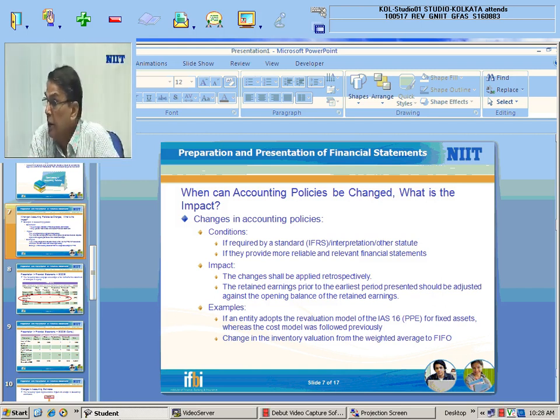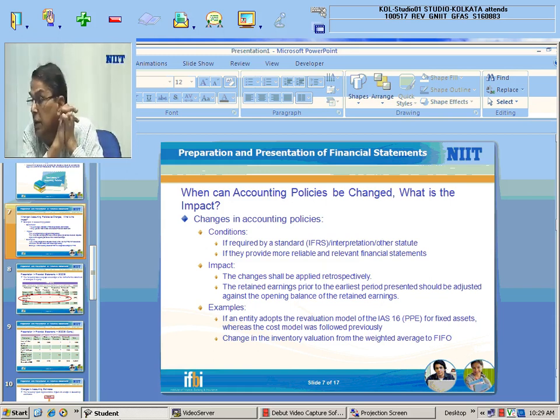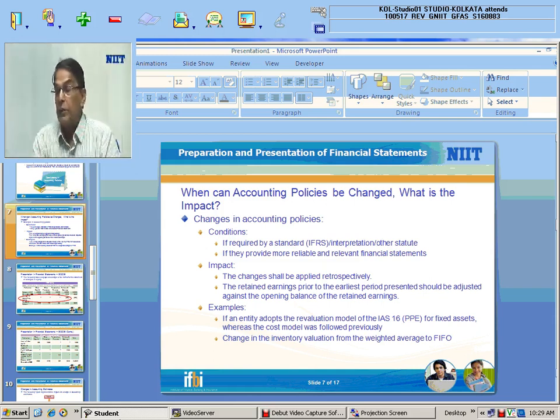The opening retained earnings for the period being presented should be adjusted by applying the change in the accounting policy retrospectively. Similarly, consider a change in the inventory valuation from the weighted average to FIFO. If an entity was following inventory valuation using the weighted average method and now wants to change the accounting policy so that it values the inventory using FIFO, first in, first out, this is a change in the accounting policy. It should be applied retrospectively, and the retrospective application would cause changes in the retained earnings figure, and the retained earnings at the beginning of the relevant period should be adjusted accordingly.